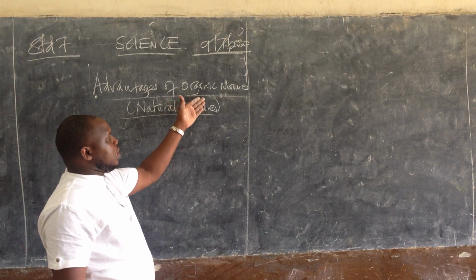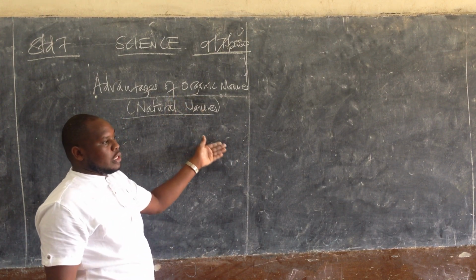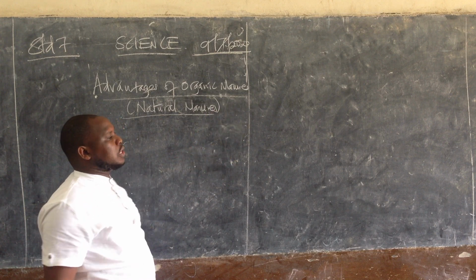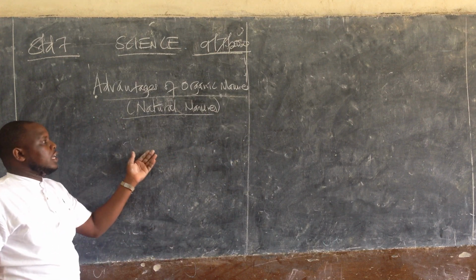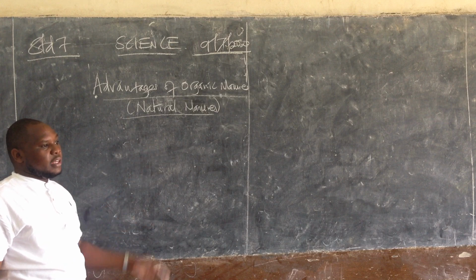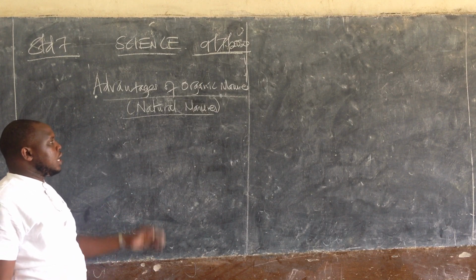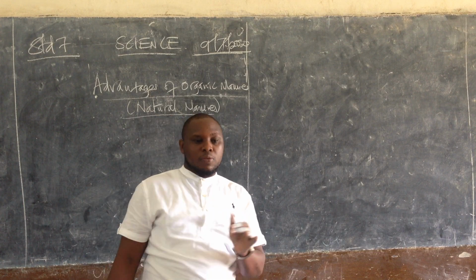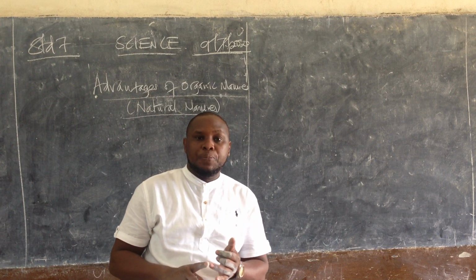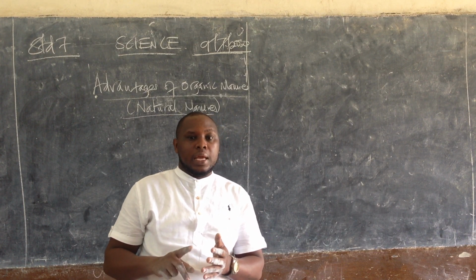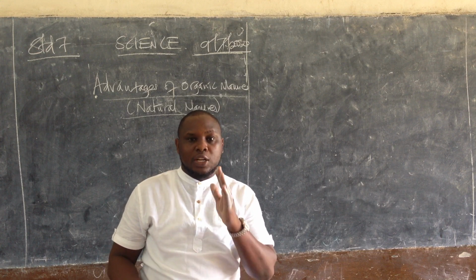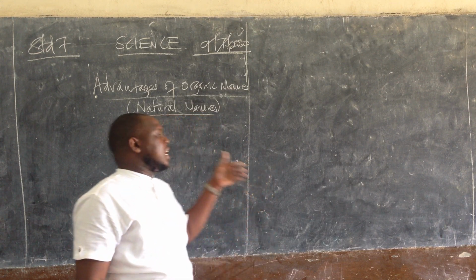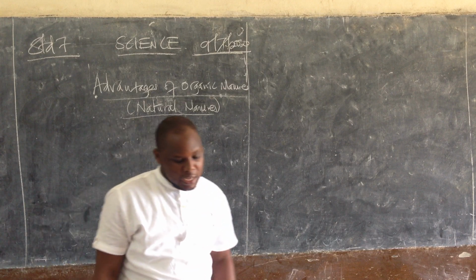What you call organic manures are those that we make naturally back at home. They are not made using chemicals. They are made from the materials that we use at home. So the four I gave you at the beginning of this topic are the green manure, farmyard manure, compost manure, and organic mulches. We want to see the advantages once we use them in the soil.